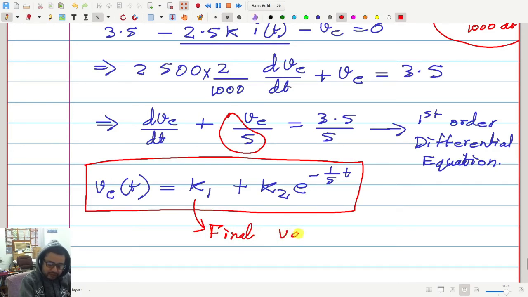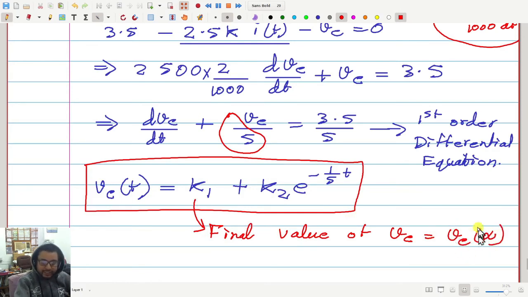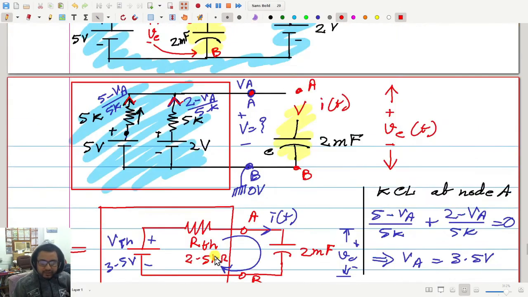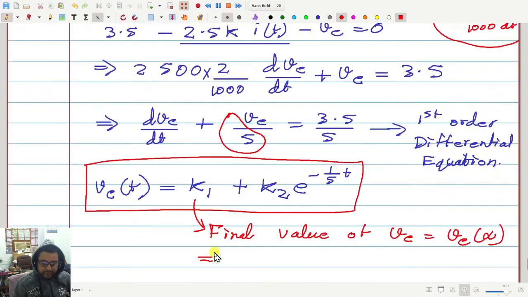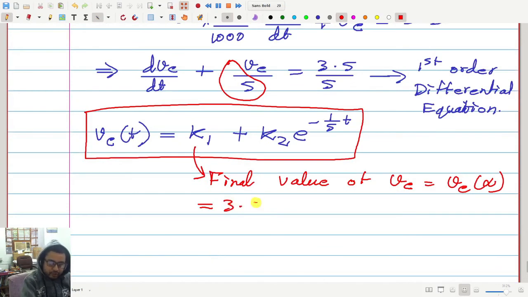7 by 3.5. Right, final value of VC. Yes, because at t equal to infinity, this second term will become 0 and only K1 will remain. So this should be equal to VC at infinity. And we already know how much this value is. So this should be equal to 3.5.